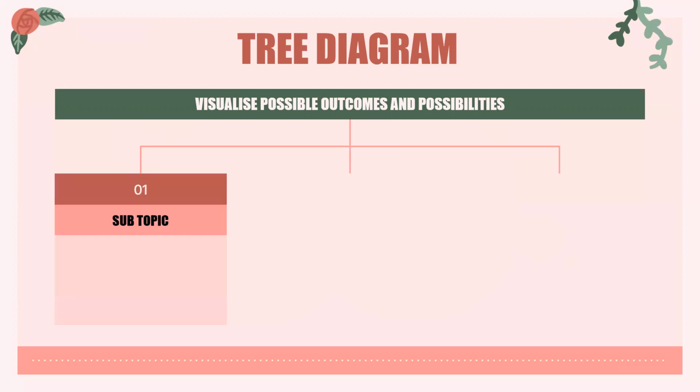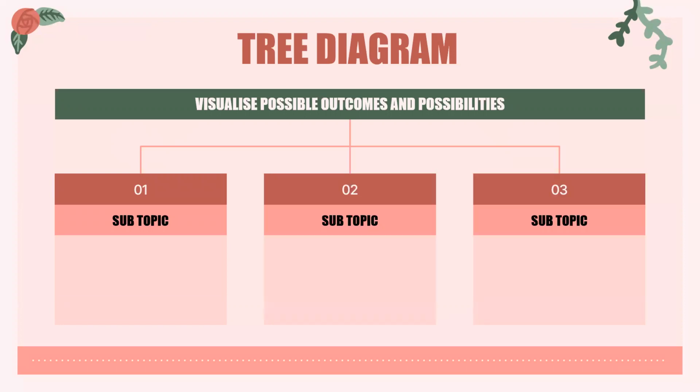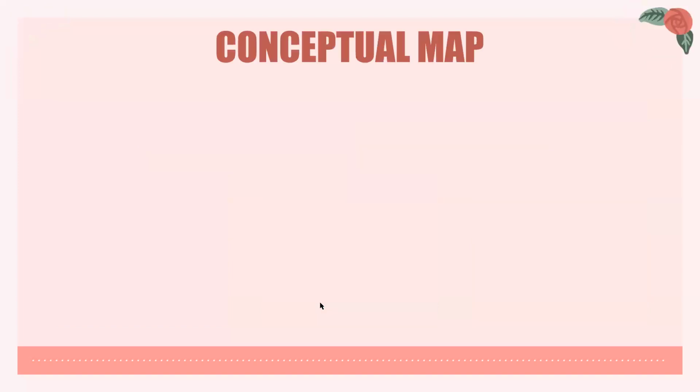So I have the first topic written on top, and then I have the subtopics, subtopic 1, subtopic 2, and subtopic 3. And then I can give detailed information about subtopic 1, subtopic 2, and subtopic 3. And if further information or further branches are required related to subtopic 1 or subtopic 2, I can deal with the branches over there. So having understood the tree diagram, let us now move on to the conceptual map.